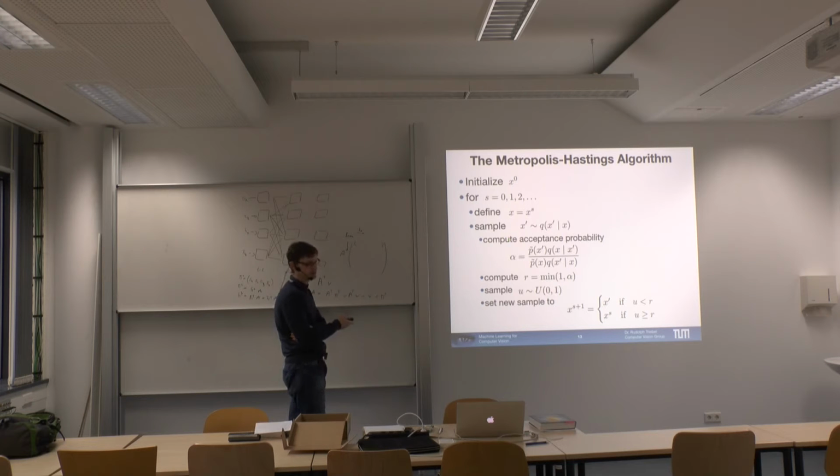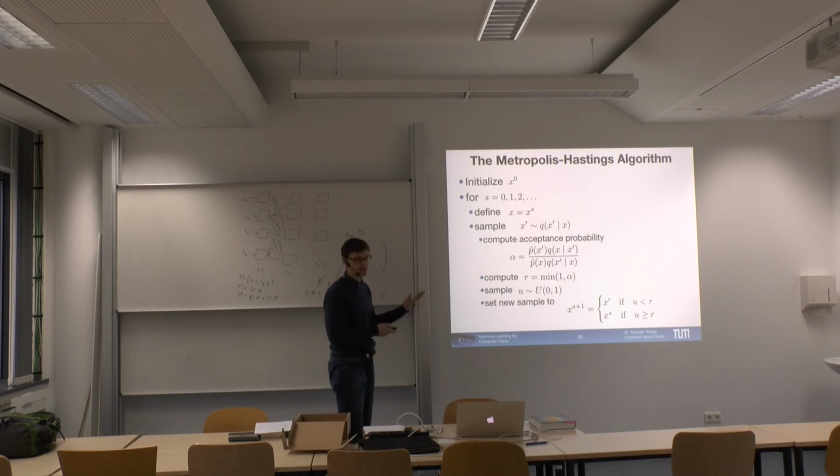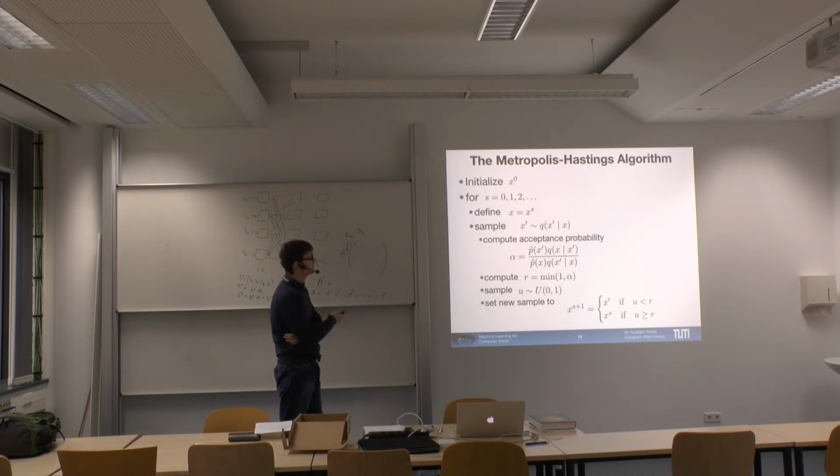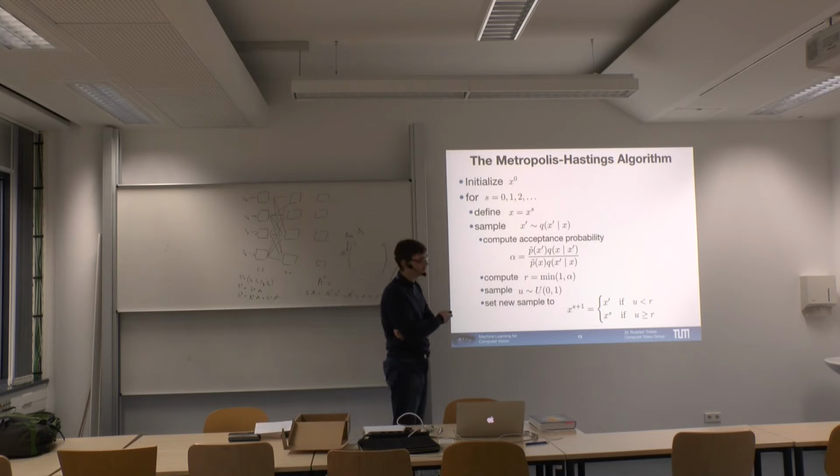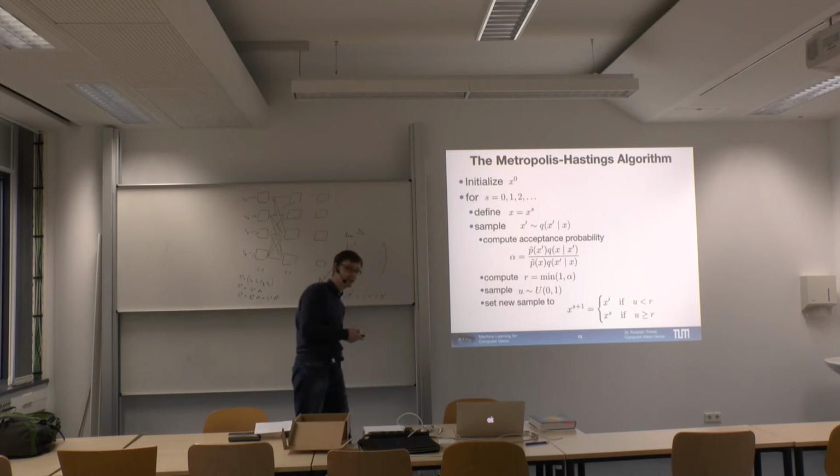And I sample from the distribution, right? So I sample a new state. And now the trick is to compute a so-called acceptance probability, which tells us if we remain in that state or if we don't remain in that state. This is again the same as rejection sampling.